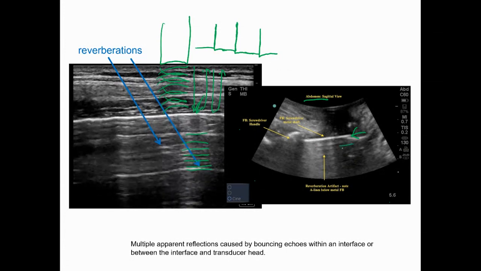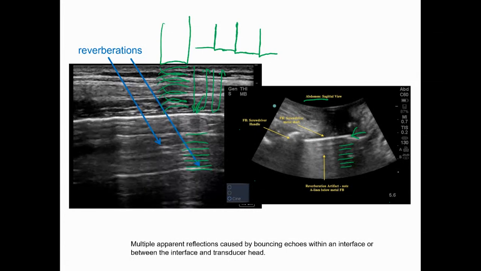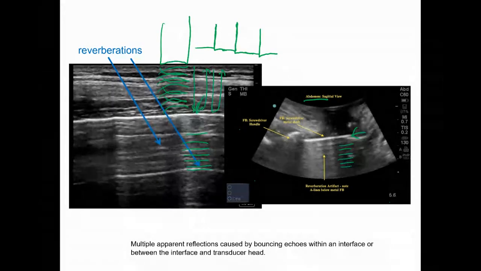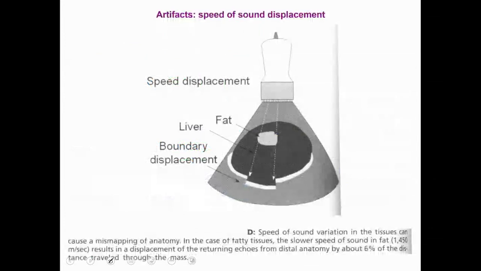But look at all these lines underneath the screwdriver. Those are reverberations. That's not real, right? That's just echoes that are being detected, and it's interpreted in the image as multiple things, but it is not multiple things. Those are reverberations. Anytime there's a strongly reflecting surface, you expect to see reverberations. And then the speed of sound displacement.